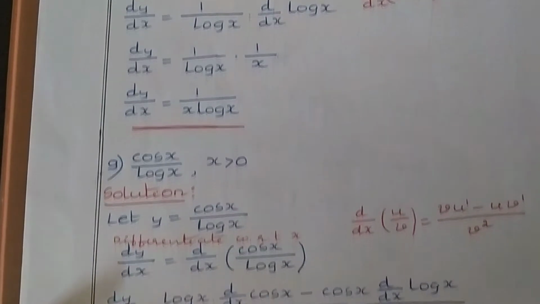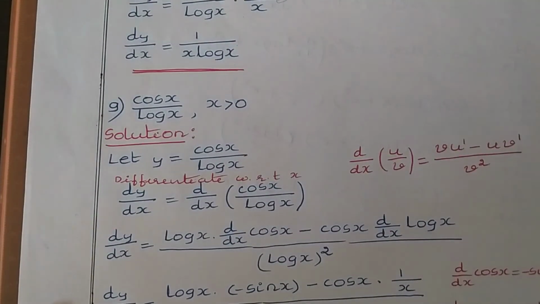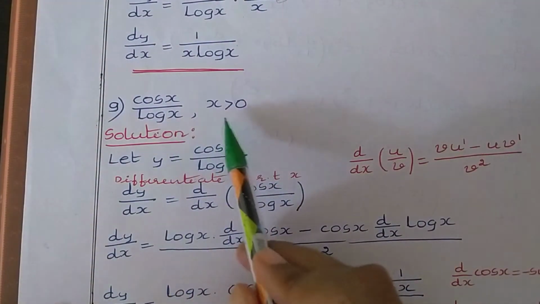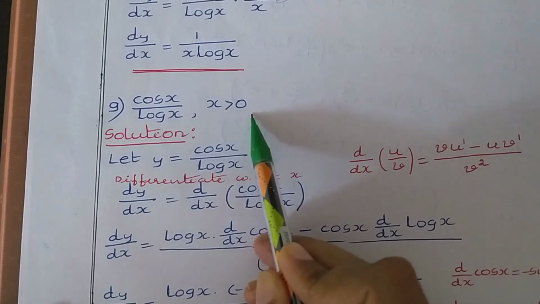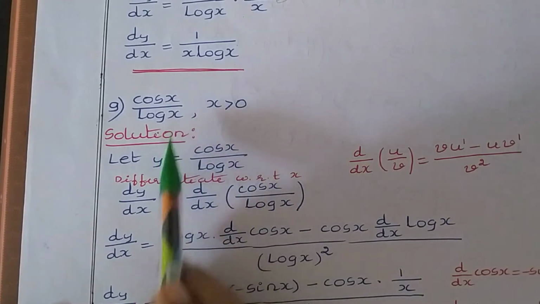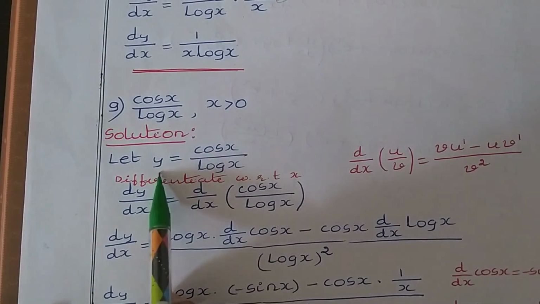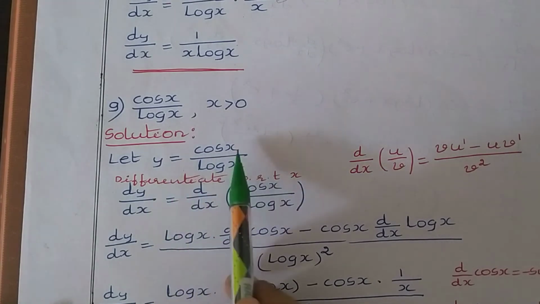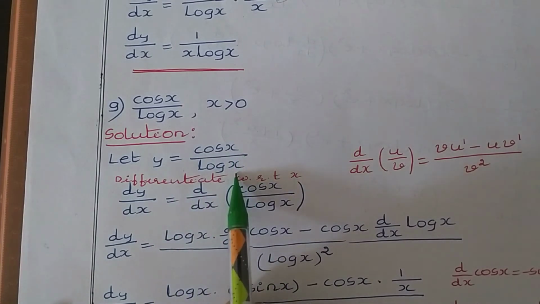Question number 9. cos x divided by log x, x greater than 0. First assign this to a variable y. Let y is equal to cos x divided by log x.